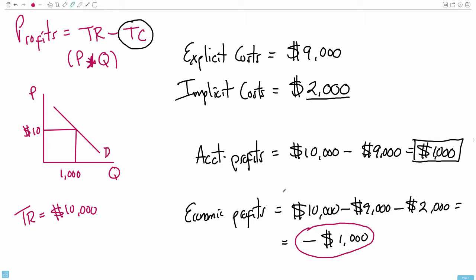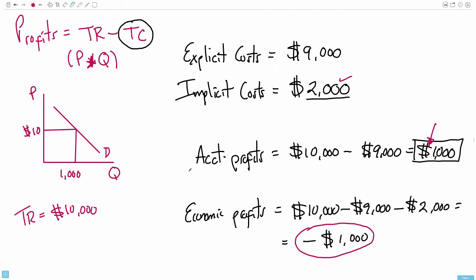Why? Because if you produce and operate this pizza business, you are going to be making $1,000. But if you instead work for somebody else or in a different industry, you could be making $2,000. The difference is precisely what we call economic profits.